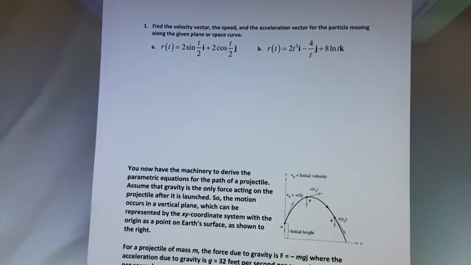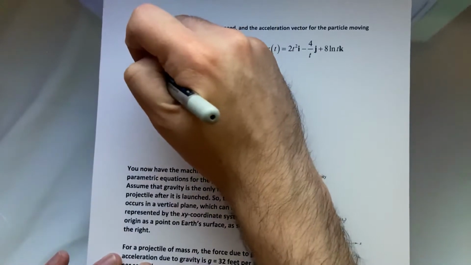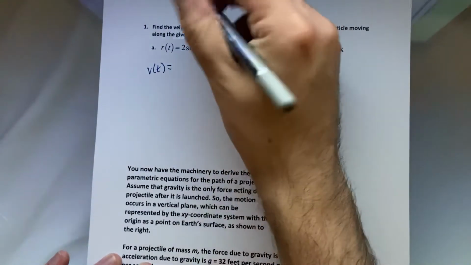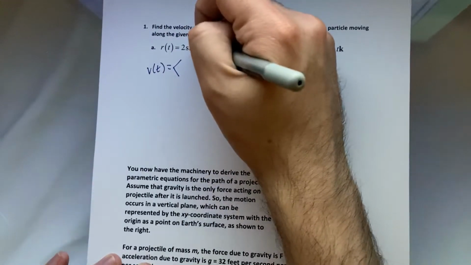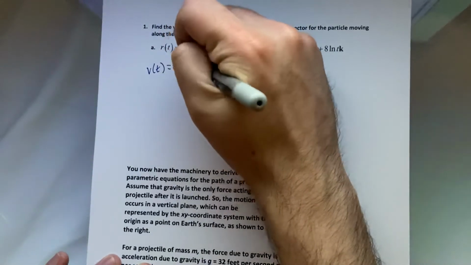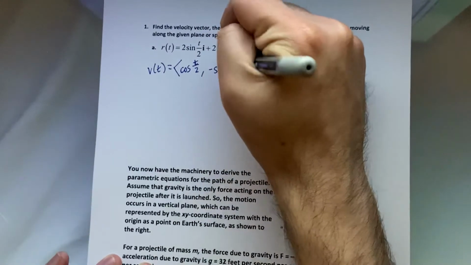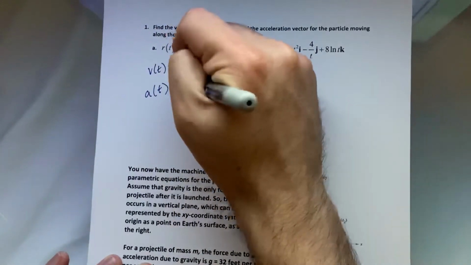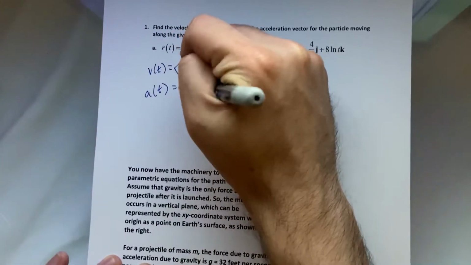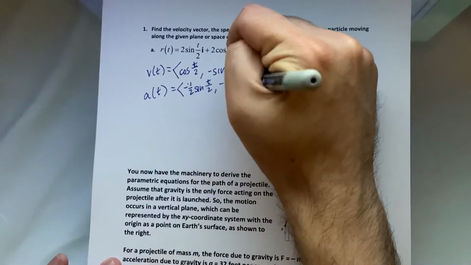So we've got r of t equals 2 sine of t over 2 i plus 2 cosine of t over 2 j. That means the velocity vector is the derivative. The derivative of 2 times sine of t over 2 is cosine of t over 2. The derivative here should be negative sine t over 2. My acceleration is just the derivative of that. Should be negative 1/2 sine t over 2. This next one should be negative 1/2 cosine of t over 2.